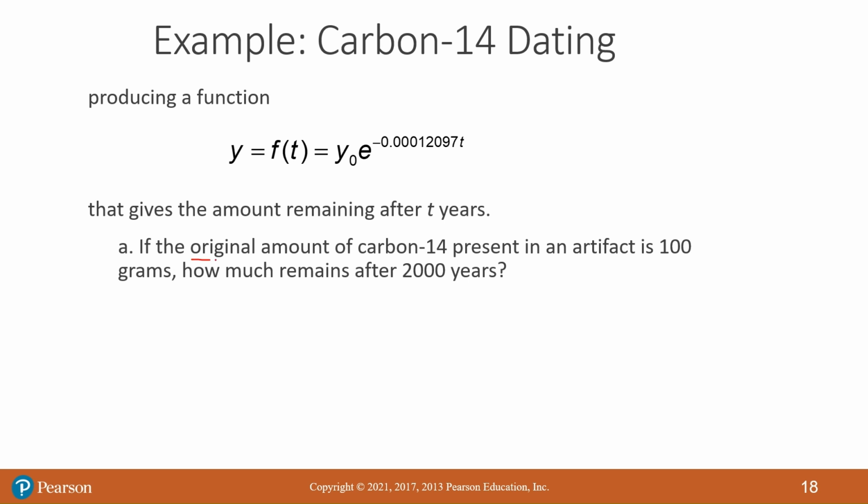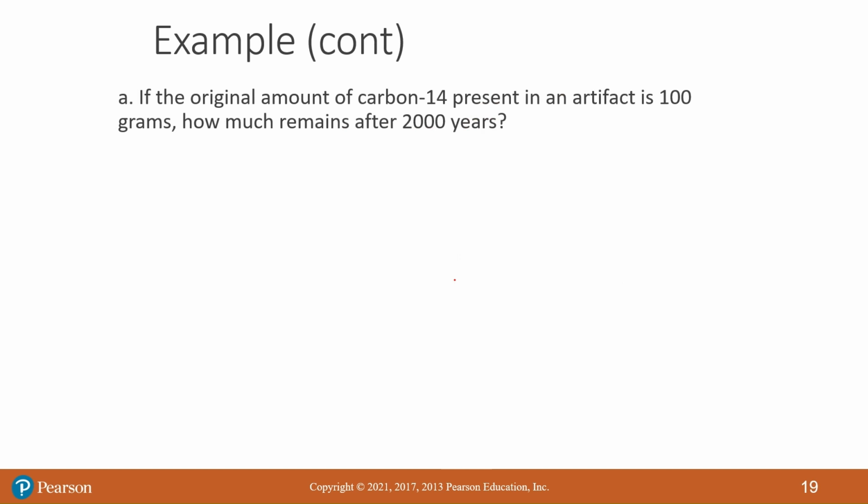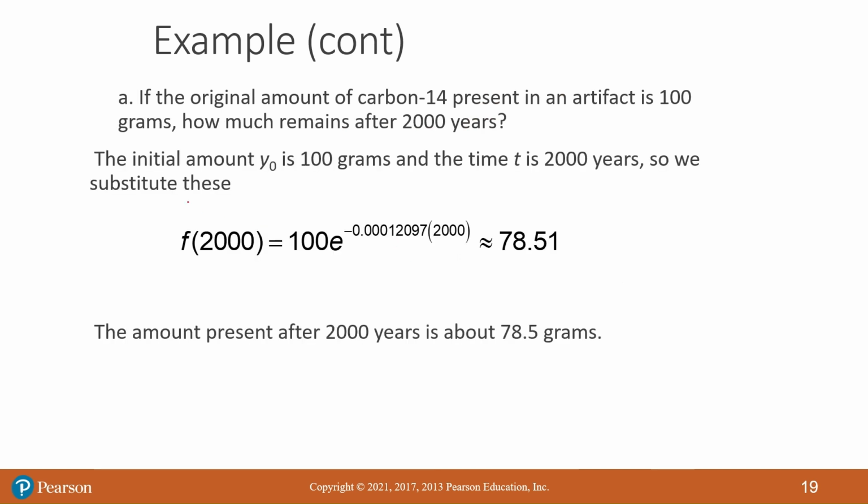Okay. Well, the original amount is represented by y naught. That is 100. T represents time. Time here is 2,000 years. So we should be able to know what we're substituting into our equation. So the initial amount, y naught, is 100 grams. The time, t, 2,000 years. So we substitute these into our equation.